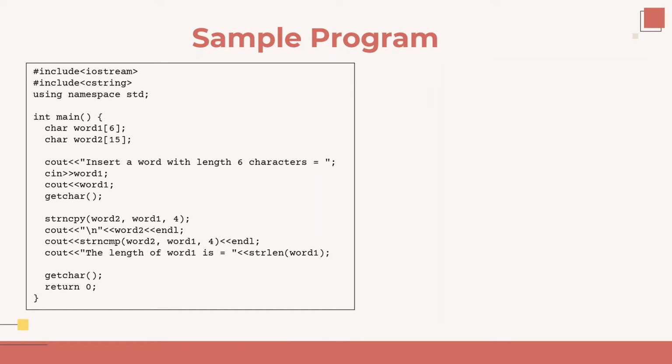Sometimes we may require a program to take input from the user in the form of characters. And this is a sample program using input from the user. To input the characters, we can use the same command as when we input integer or float data. We can use cin. And in this program, there are two arrays. Word1, which is an empty array with a length of 6 elements, and word2 is an empty array with a length of 15 elements. And then the user is asked to insert a word with a length of 6 characters into word1.